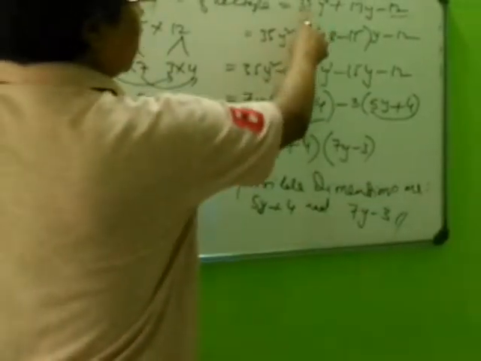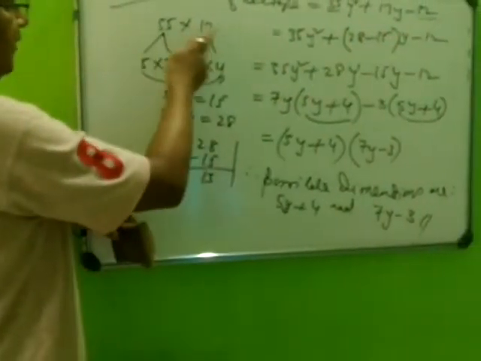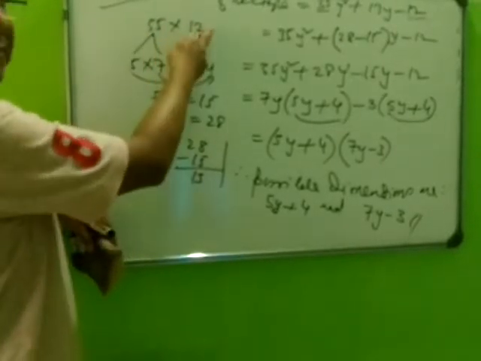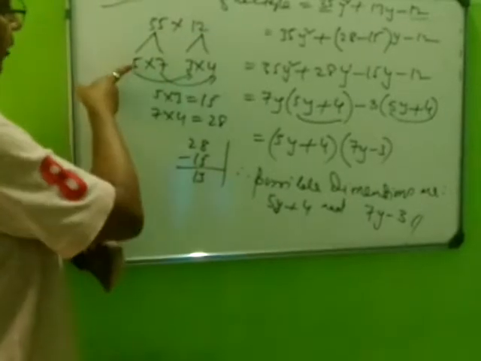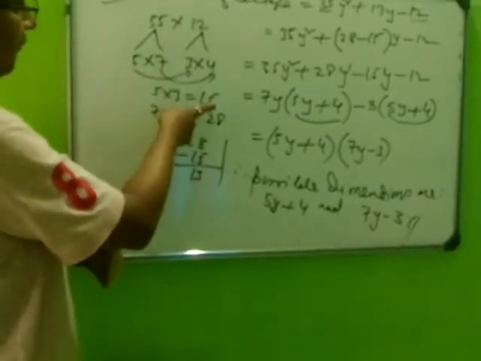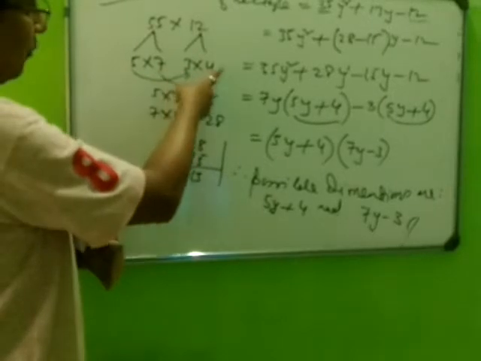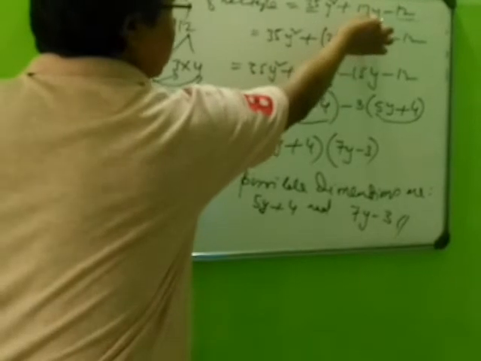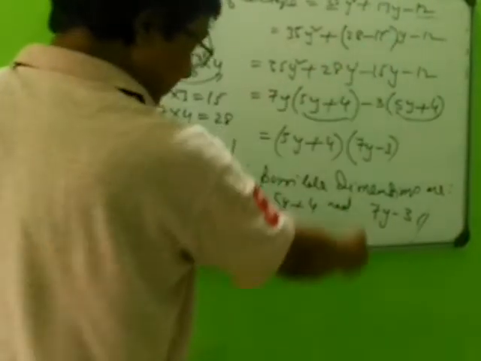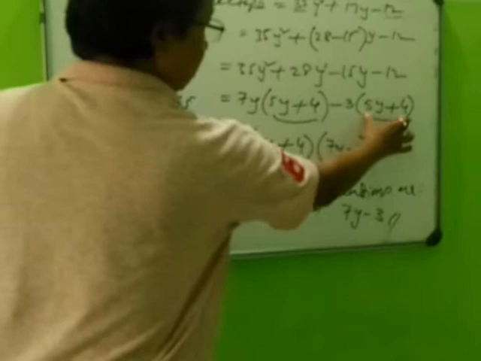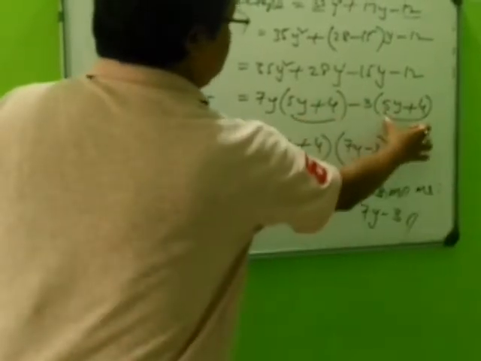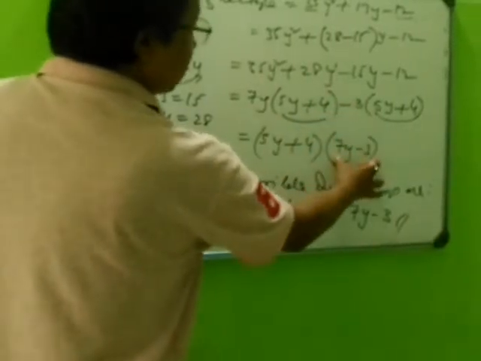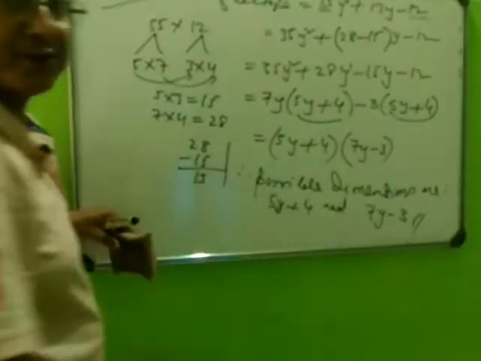So how I took 35 into 12: factors of 35, 5 into 7, 35; factors of 12, 3 into 4, 12. Now you just exchange: 5 into 3, 15; 7 into 4, 28; subtract them, 28 minus 15, you got 13. So in place of 13, write 28 minus 15, then simplify. You should get a common factor. So the common factor is 5y plus 4, so 5y plus 4 into 7y minus 3. So they are the possible dimensions.